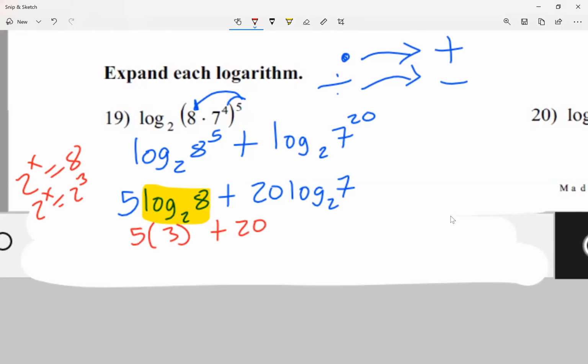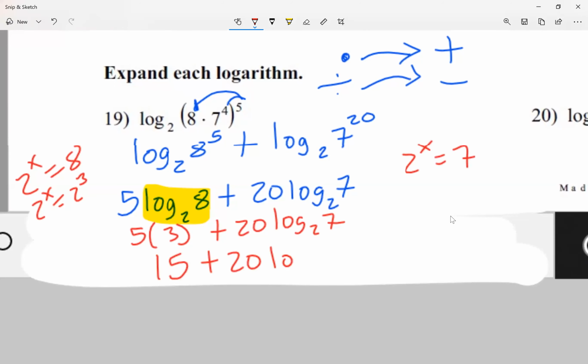Now log base 2 of 7, we cannot simplify. Think about it. 2 to the x is equal to 7. Can you write 7 as 2 to the something? No, not quite. So I'm just going to write this as log base 2 of 7. So now to finish this, I'm going to call this 15 plus 20 log base 2 of 7. So I expanded it. I made it into a plus, and then simplify any logs if you can.